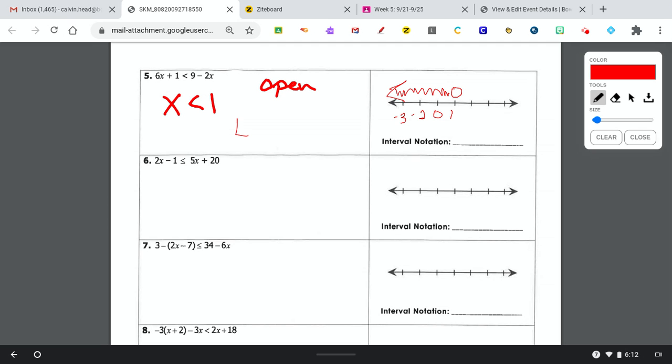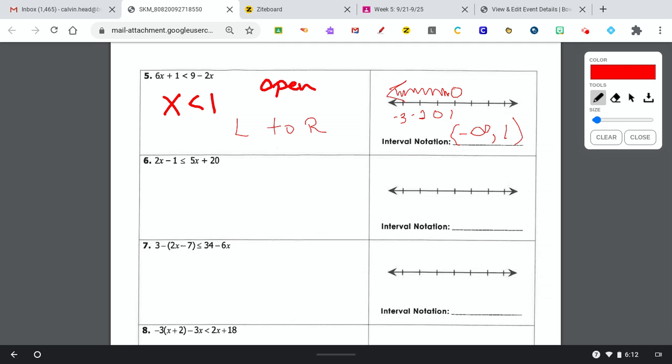Remember, look left to right. What do I see first? I see the arrow first pointing to the left. So that's negative infinity, comma. Then I have 1. And so remember, infinity signs is parentheses. Open circle is parentheses.